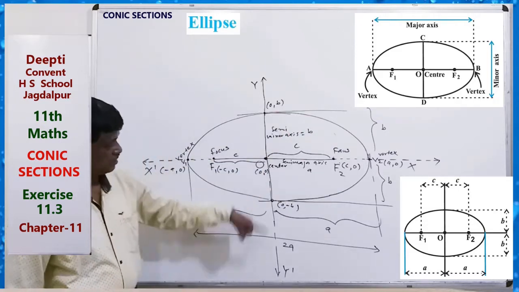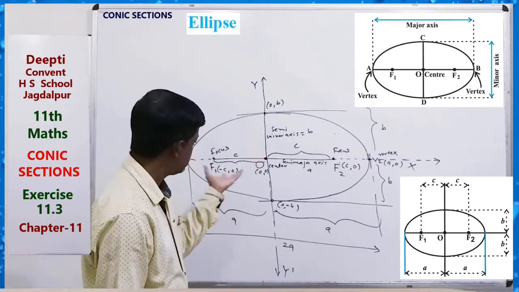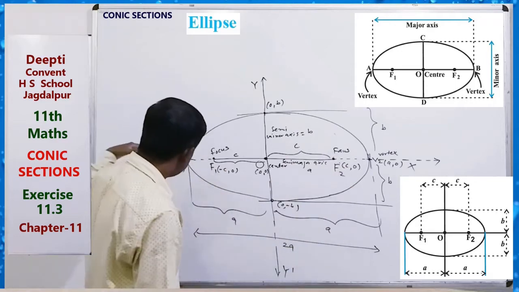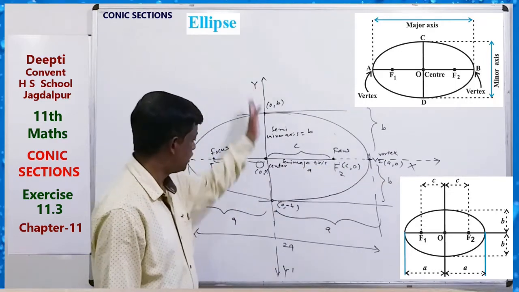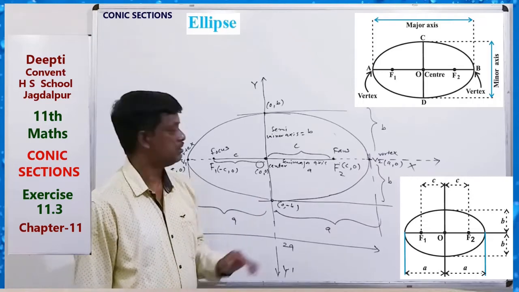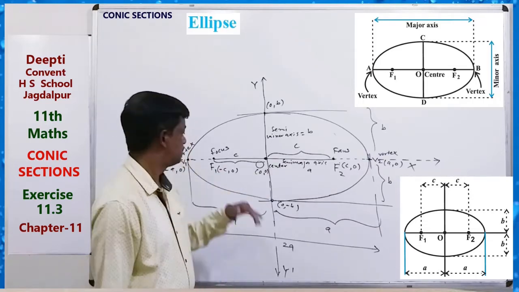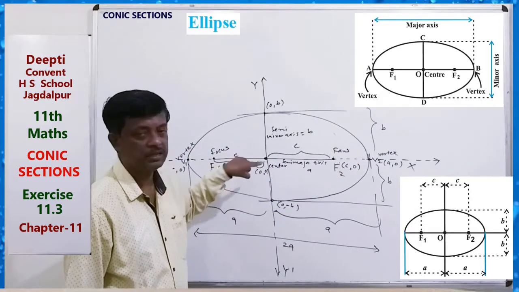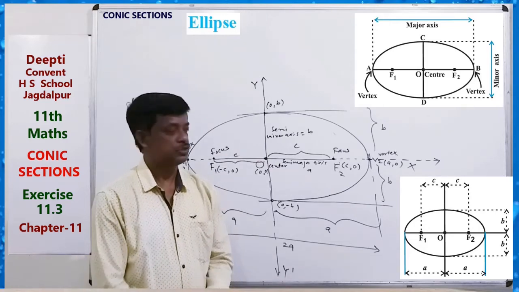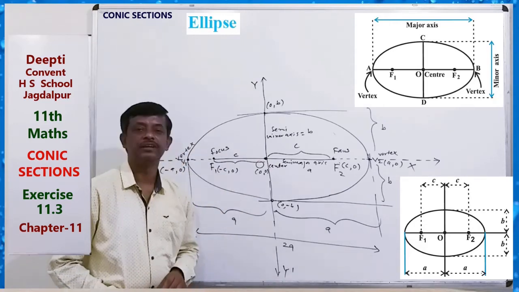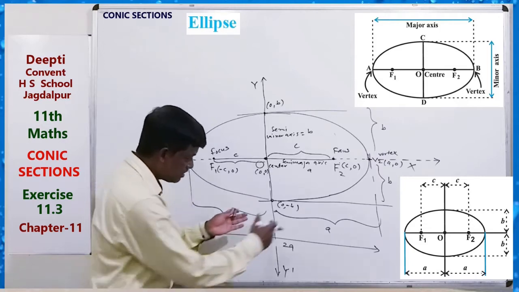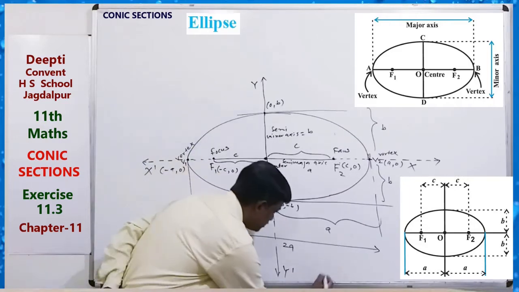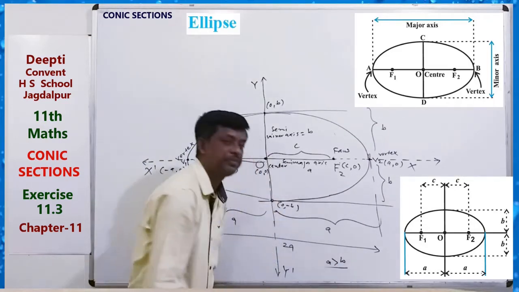So all the factors like focus, semi-major axis, semi-minor axis, vertex. The major axis is along the x-axis and the minor axis is along the y-axis. This is a horizontal ellipse, whose major axis is along the x-axis and center lying on the origin. So this is the diagram of the ellipse. Here a is greater than b. Clear?